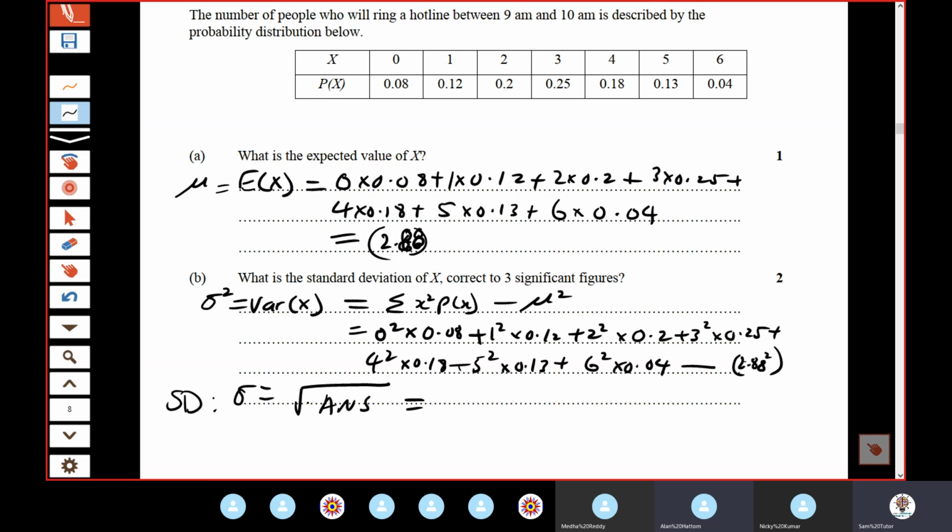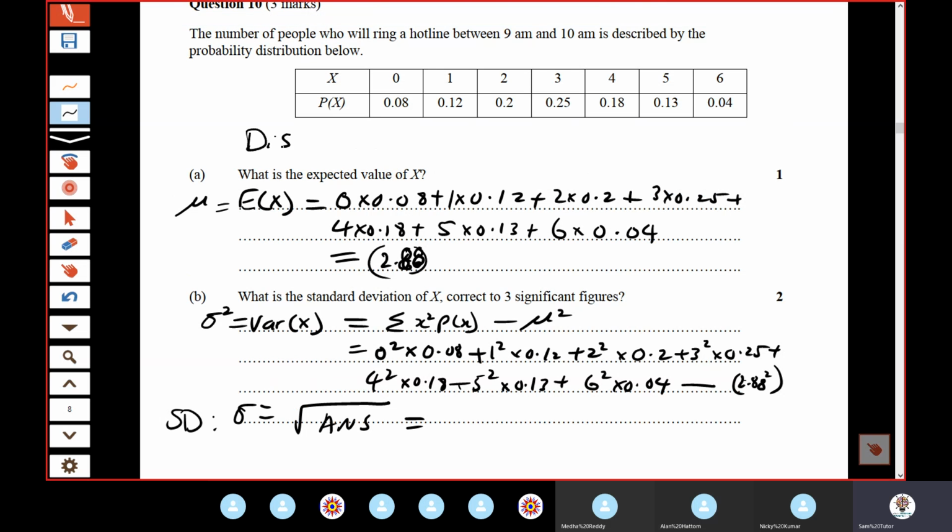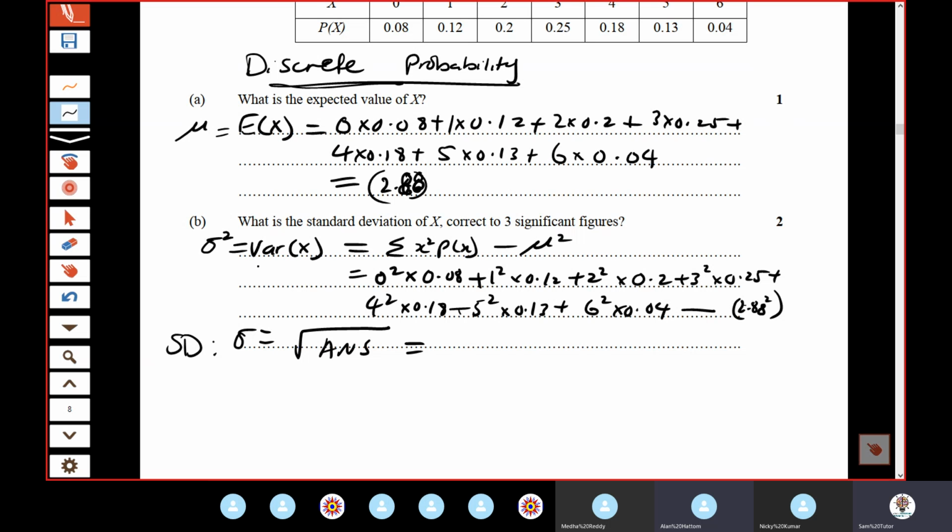Is there a rule for this? Like, is there a name for it? For discrete probability. Yeah, discrete. And that one for B, that formula, is that standard deviation? So that's variance. This is standard deviation. Standard deviation is just the square root of variance. Oh, alright. That's why that one says sigma squared. This says just sigma. They just square root it.